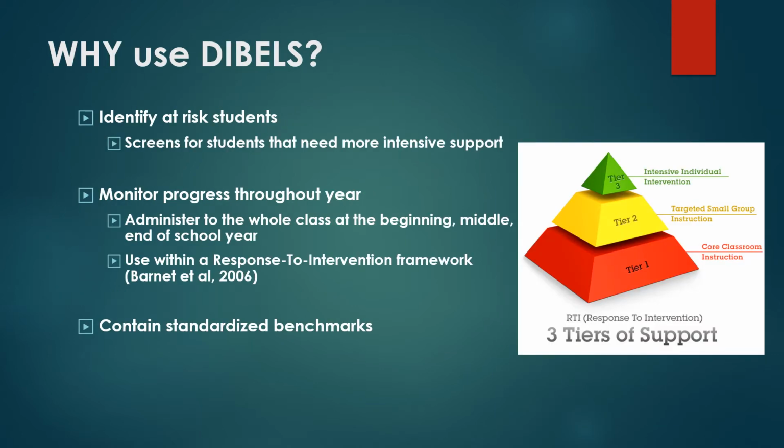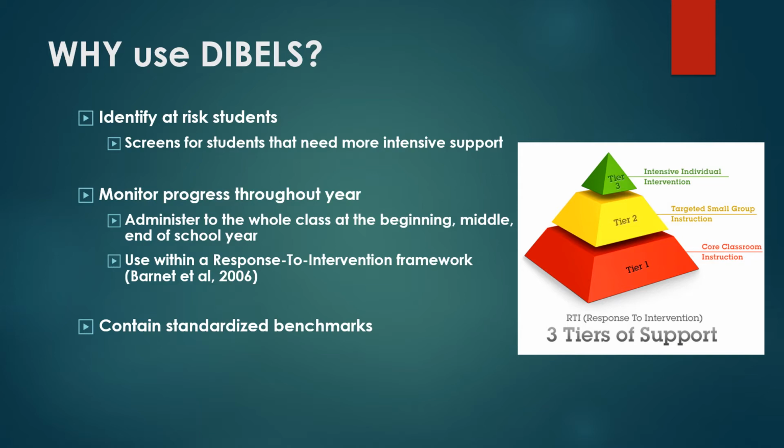DIBELS are used for several reasons. First, to identify students at risk who need more instruction, and then to monitor the progress of these students after receiving more direct intervention. Second, to monitor classroom progress as a whole throughout the year. DIBELS can be administered 3 times a year: at the beginning of the school year, middle of the school year, and end of school year. This allows teachers to follow student progress.